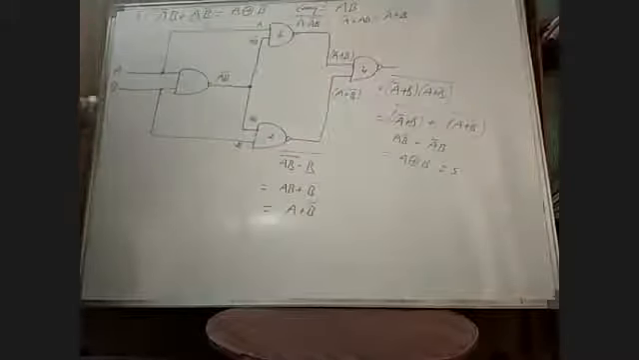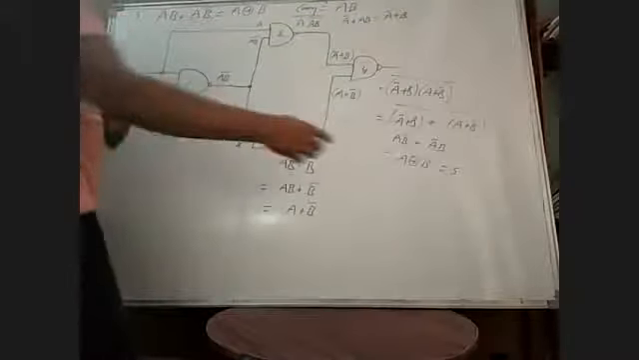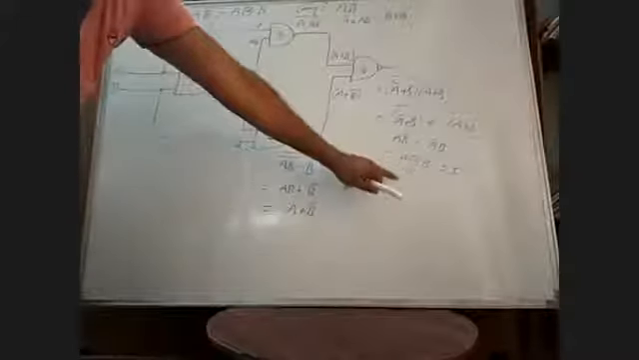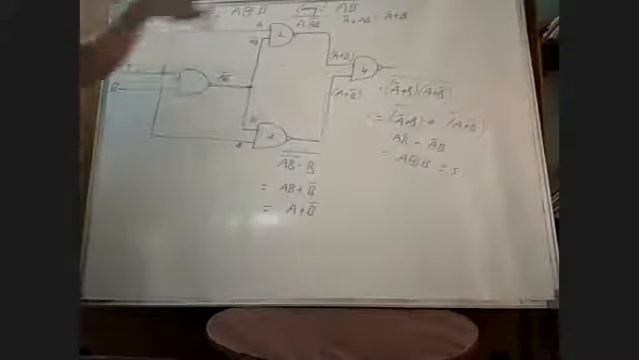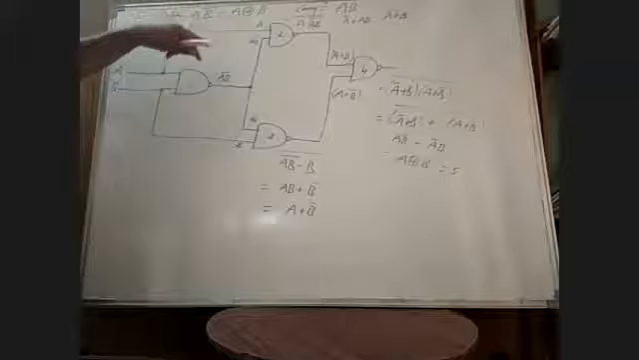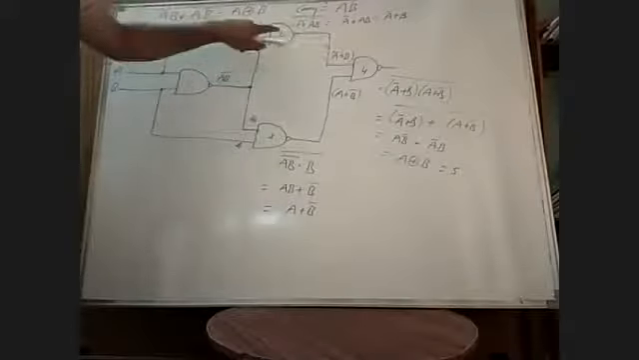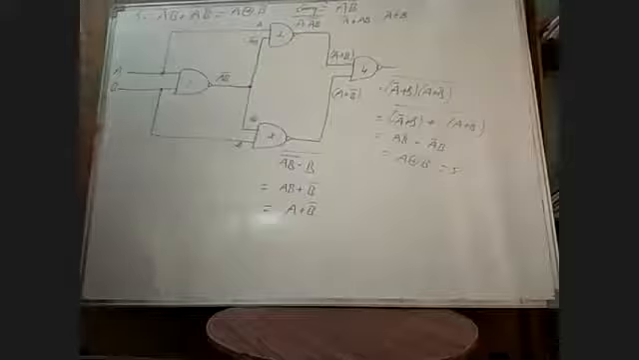Total number of NAND gates now: 1, 2, 3, 4 to generate the sum output. That is the expression for exclusive OR. This is the structure for the exclusive OR gate with the minimum number of NAND gates. That is, we can realize it using 1, 2, 3, 4 gates only.